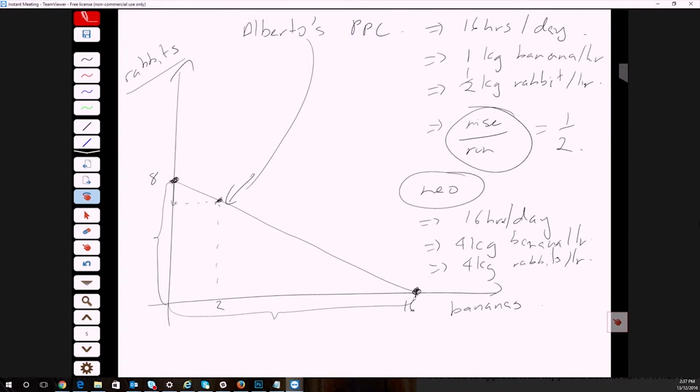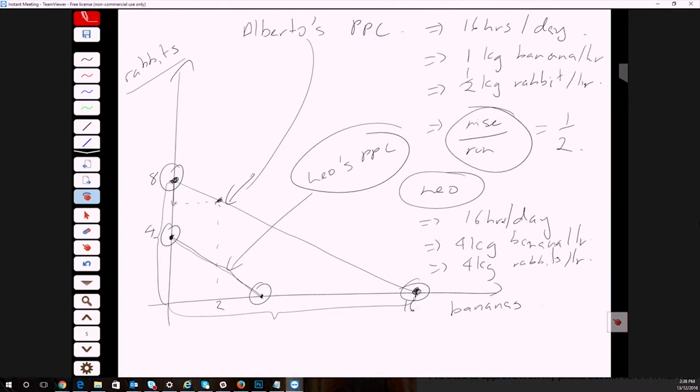So if we think about it, what can he actually produce? He can only produce a maximum of 4 units of rabbits and 4 units of bananas. So what that suggests is that his PPC would look like this. So this is Leo's PPC. So if you now see this diagrammatically, it's fairly apparent that from the intercepts you can see who's got the absolute advantage.